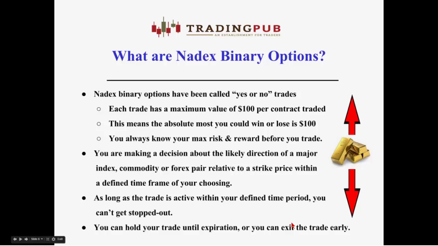So Nadex binary options have been called yes or no trades. Each trade has a maximum value of $100 per contract. That means the most you could absolutely win or lose is $100 per contract. You always know in advance of a trade what your maximum risk is going to be and your maximum reward is going to be. And you are once again making a decision about where the market's going to go relative to a strike price within a defined time frame of your choosing.